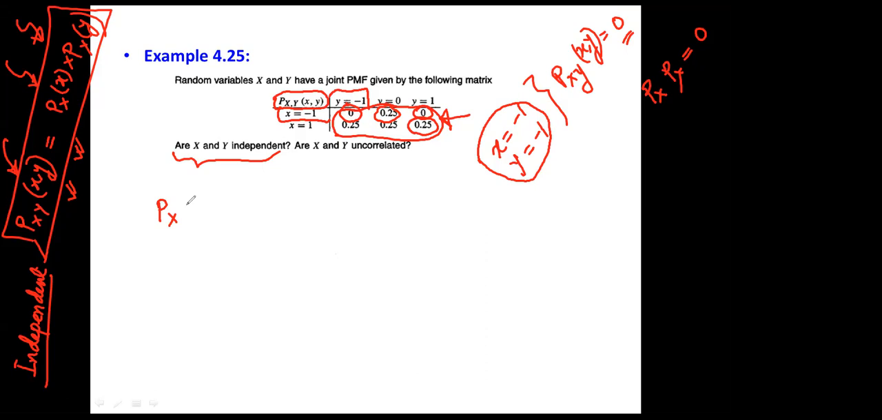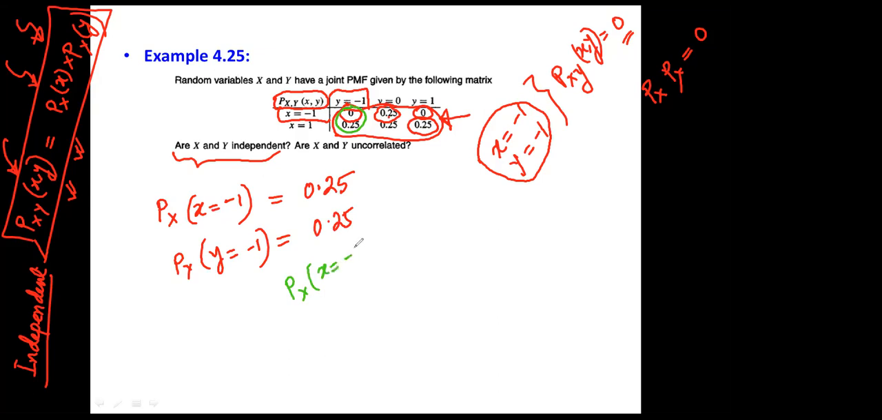So px for x equals to -1, what is the probability? Can you say that? 0.25, because it's 0 plus 0.25 plus 0, that will be 0.25. What about py, y equals to -1? The same. This is again 0.25, because we are adding these two. Okay, so if I multiply, of course we can see easily that they are not equal to 0.